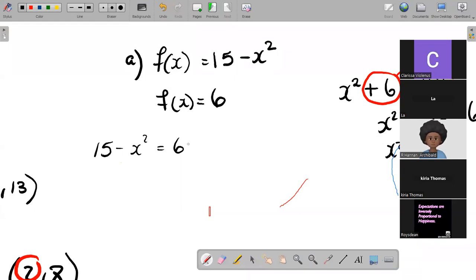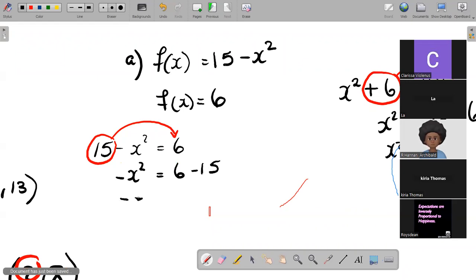So if you look at it, what's the difference between this one and the other ones? This one, what is in front of the x? A minus sign. So if I were to move over 15, watch what's going to happen. If this is positive 15, when you move it over, what does it become? Minus 15, right? The negative sign is not going away, it's going to stay right there. The only thing moving is the 15. So you're going to end up having 6 minus 15, so negative x squared is equal to negative 9.